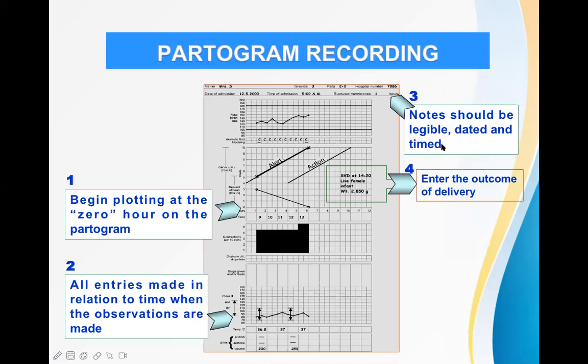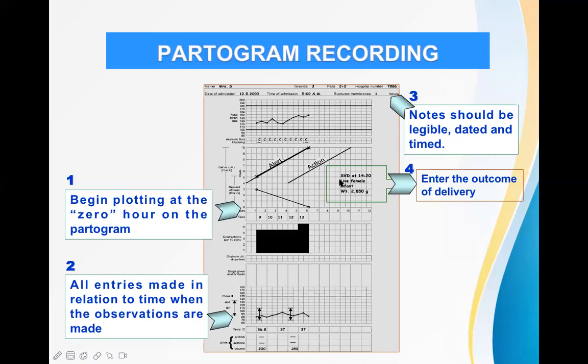Legible, dated and timed. The proper time has to be mentioned. See this, the time of admission is clearly mentioned here. The date is clearly mentioned. And how many hours the membrane has ruptured is clearly mentioned. And enter the outcome of the delivery at the end.